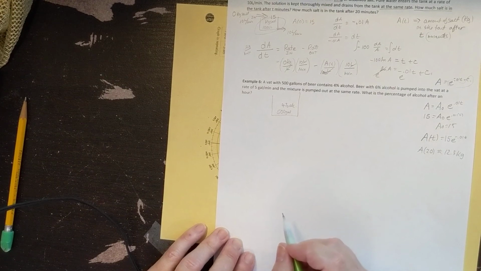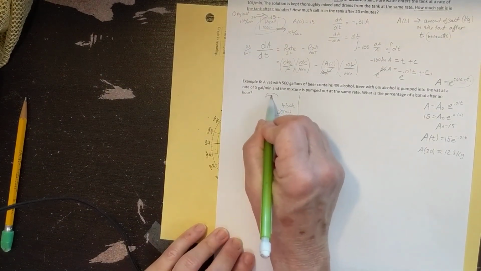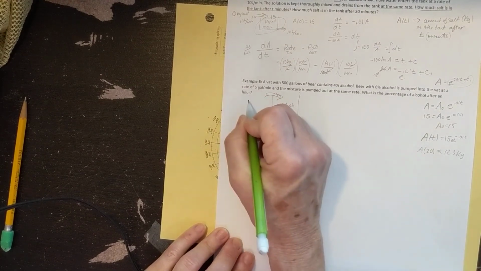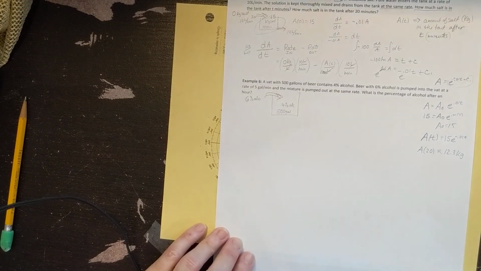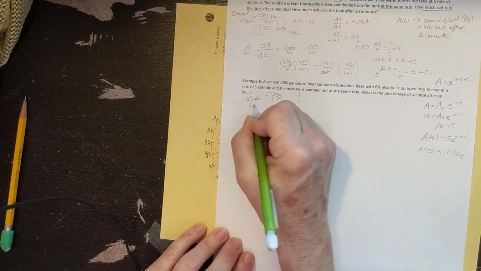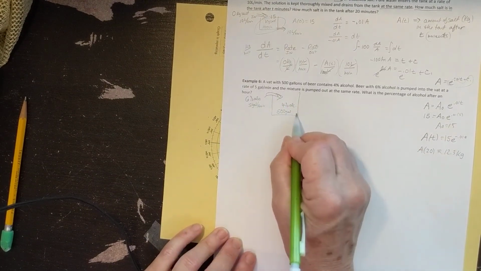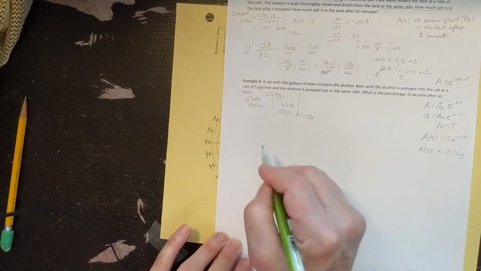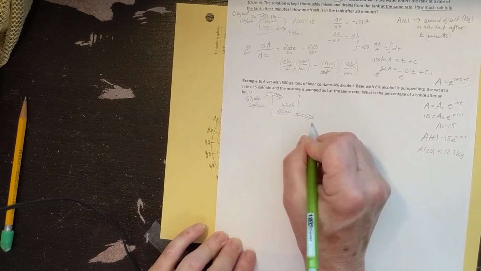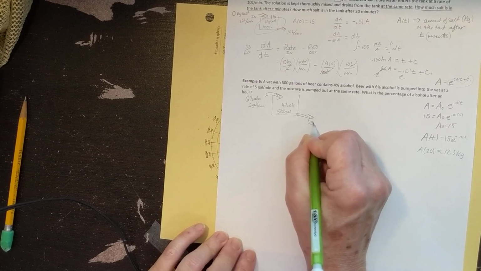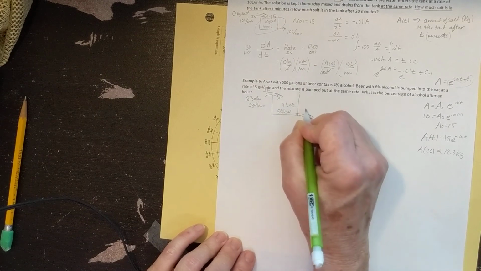Okay. And then it says beer is pumped into the vat with a slightly higher alcoholic level, 6% alcohol. It's pumped in at a rate of 5 gallons per minute, and then it's pumped out at the same rate after it's been thoroughly mixed, okay? So it's pumped out at 5 gallons per minute. So this is in and this is out.